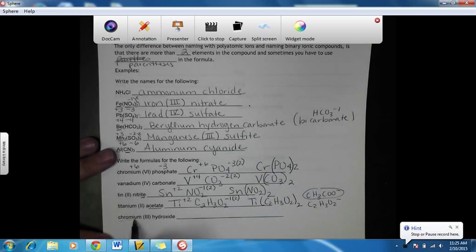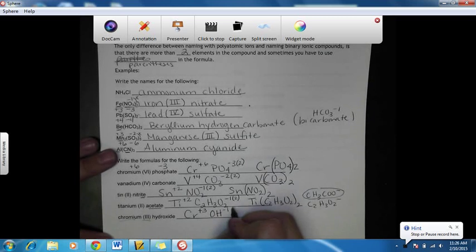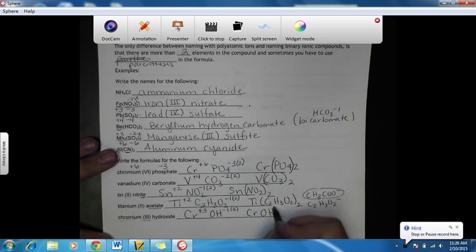Last, we have chromium 3. So chromium Cr is plus 3. Hydroxide, we looked that one up. We see it's OH with a negative 1. These have to add to 0, so we're going to have to multiply this by 3. And so we're going to get Cr, OH. Again, we can't just put a 3 here, because that would just go to the H. We want it to go to the OH. So parentheses, and 3.